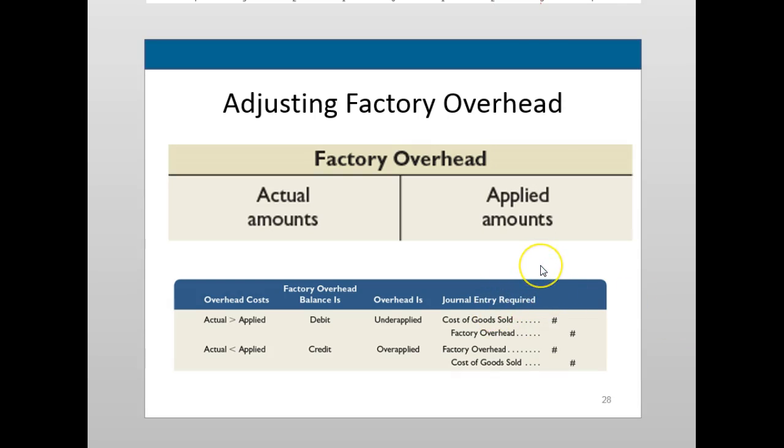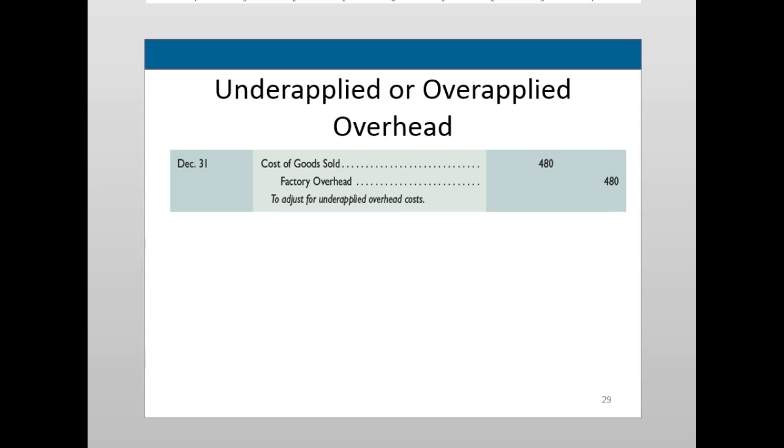So when you look at it, if your actual amount is higher than your applied amount, you've under-applied, and you need to increase your cost of goods sold. If the applied amount is greater than the actual amount, you have over-applied, so you need to remove some of those costs out of your income statement. This would be a good sheet to write down or copy out of the book. And this is just an entry showing you.